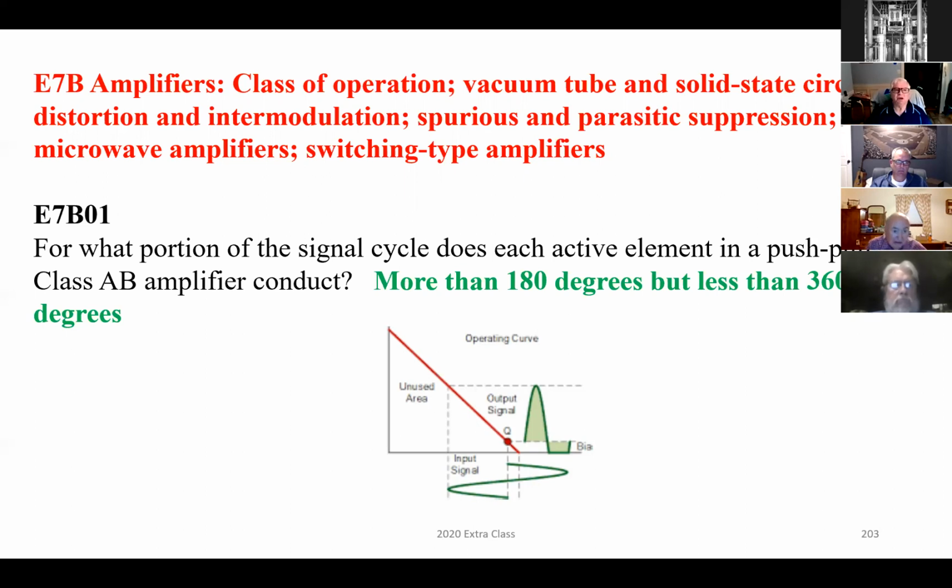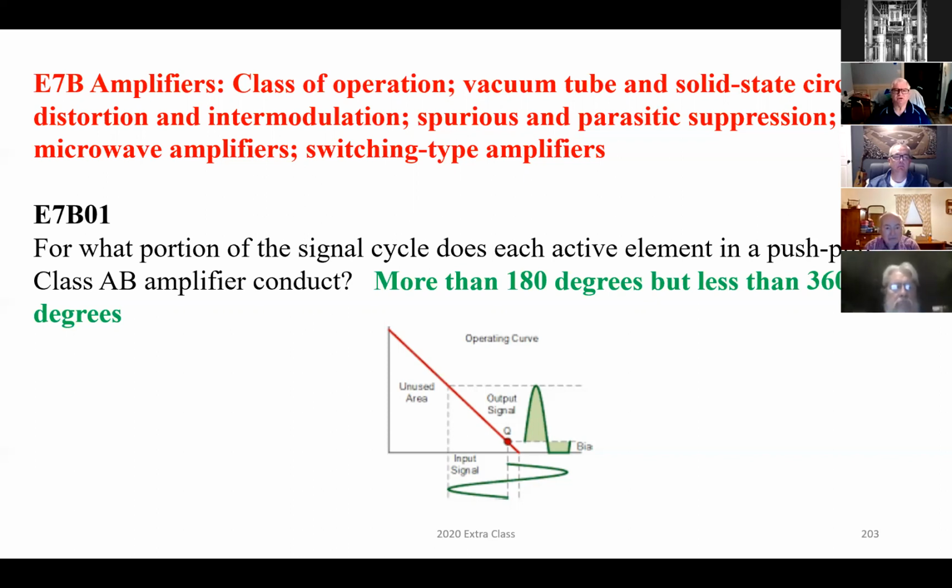Section B, which is amplifiers, and the class of operation, vacuum tube and solid state circuits, distortion and intermodulation, spurious and parasitic suppression, microwave amplifiers, switching type amplifiers.